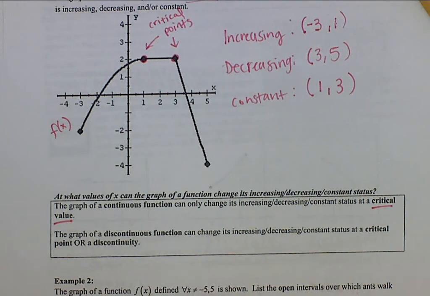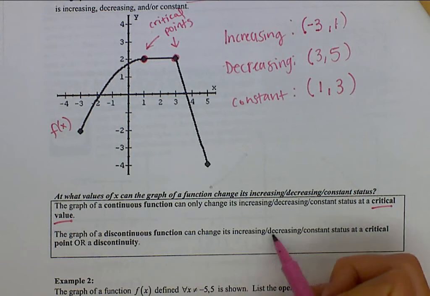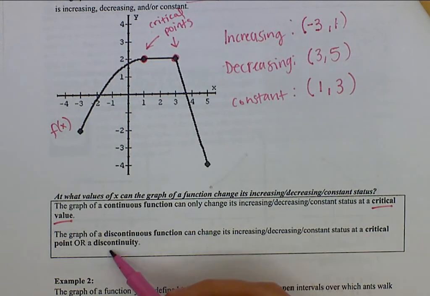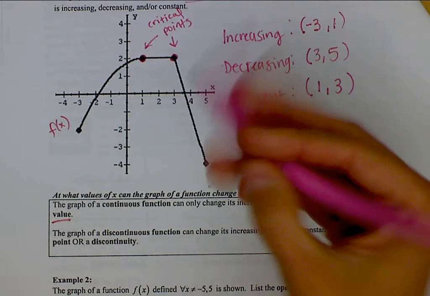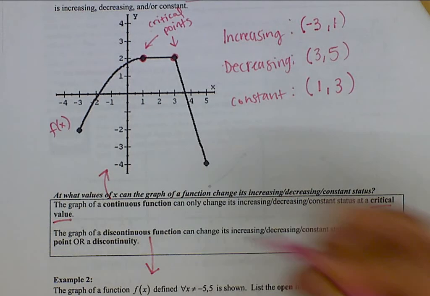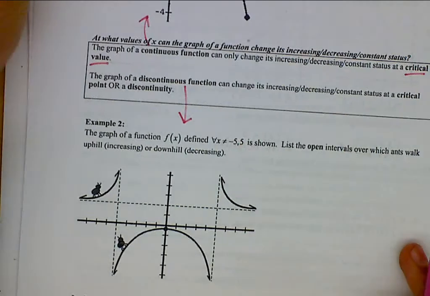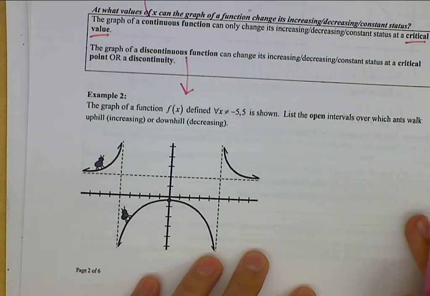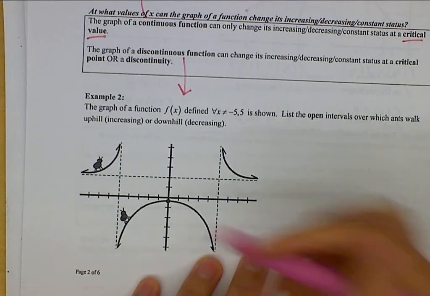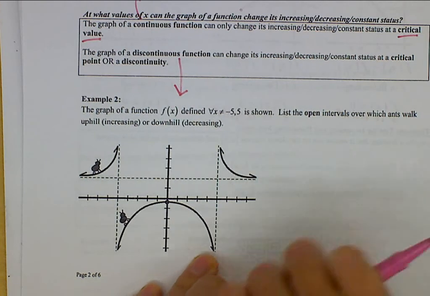Okay, so yeah, these are the critical points, which means that these are the values where it can change. For discontinuous functions, it's a little bit different. It can change from increasing to decreasing to constant at critical points or at discontinuities, which I'm going to show you down below. Up here is an example of a continuous function. Down here is an example of a discontinuous function. So with discontinuous functions, there are more locations where it can change from increasing to decreasing or whatever.